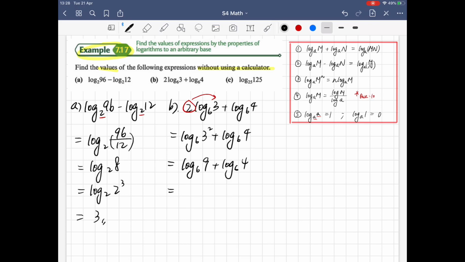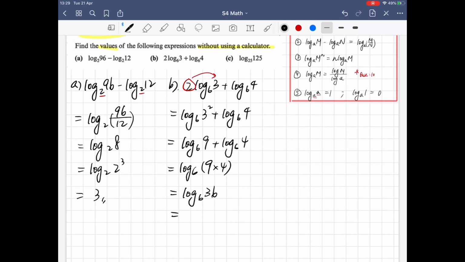Afterwards, we can now apply the property 1 so that we can multiply the numbers together. And we have log 36 with base 6. And again, we can convert the 36 into 6 to the power 2, and afterwards 2 is our answer.